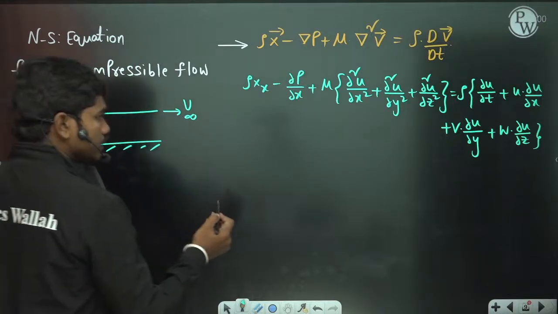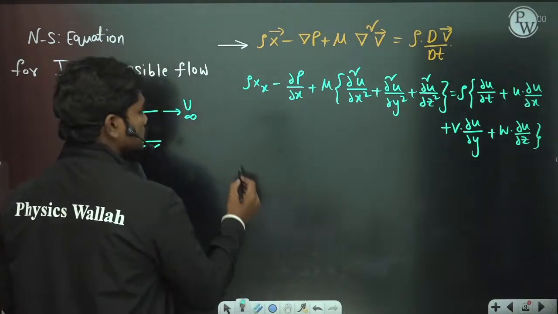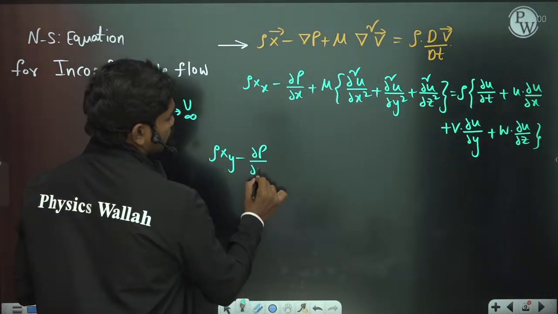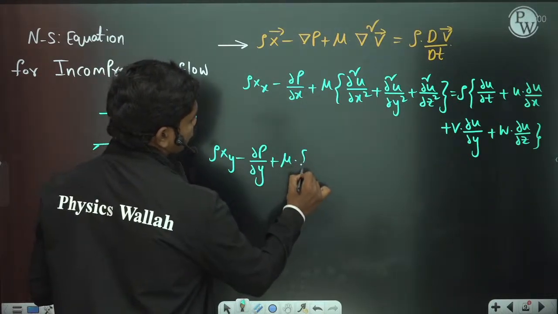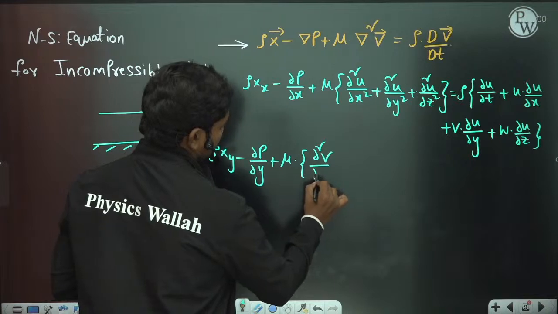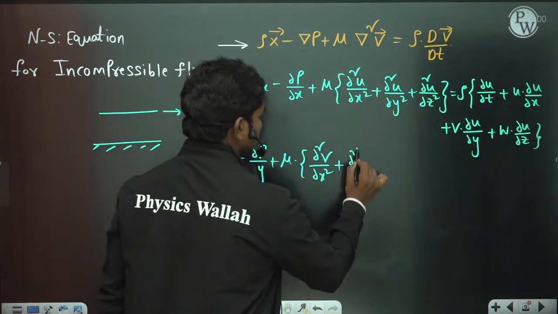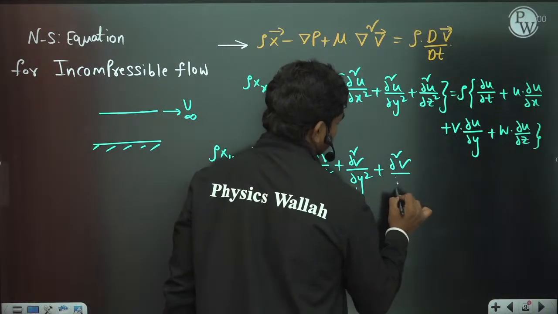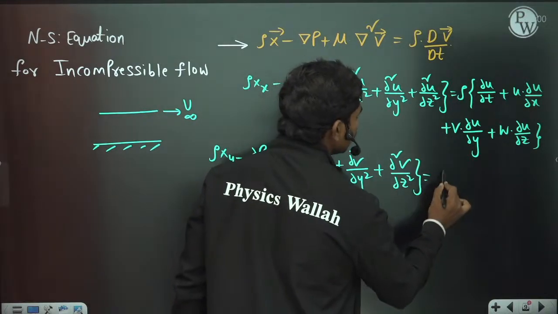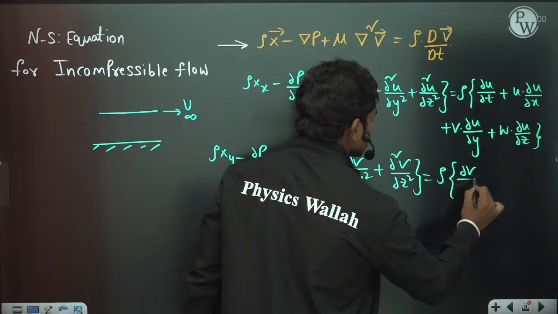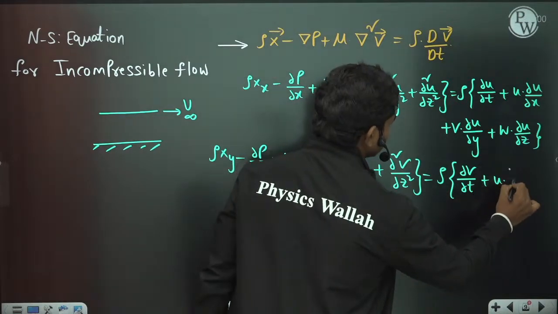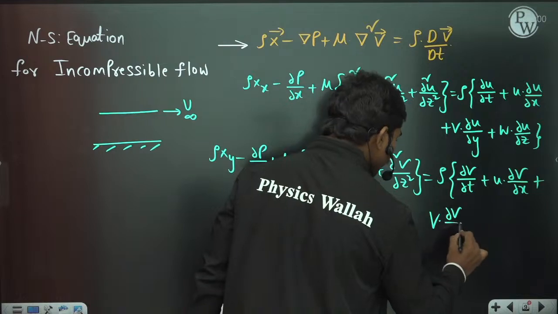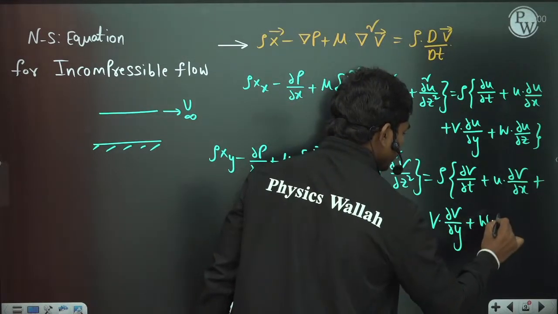Now if I write the equation in the y direction, I have dou p by dou y plus mu times of dou square v by dou x square plus dou square v by dou y square plus dou square v by dou z square, equal to density times of dou v by dou t plus u dou v by dou x plus v dou v by dou y plus w dou v by dou z.